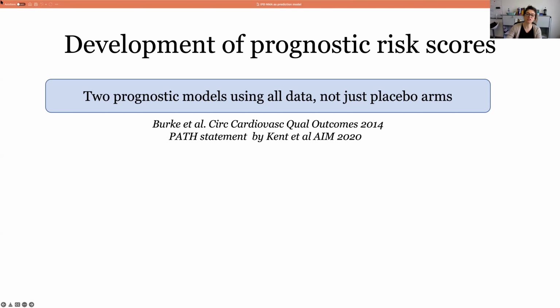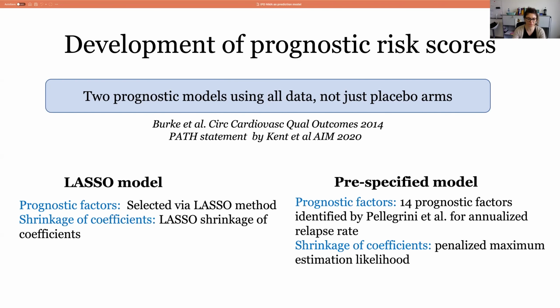The justification is described in these 2 papers by Burke et al. They did simulation studies, and they showed that you can bias the predictions if you use just the placebo arms. This is why, when you are using the risk modeling approach, the PATH statement for how to develop a prognostic model explicitly says that both placebo and active arms should be used at this first stage.